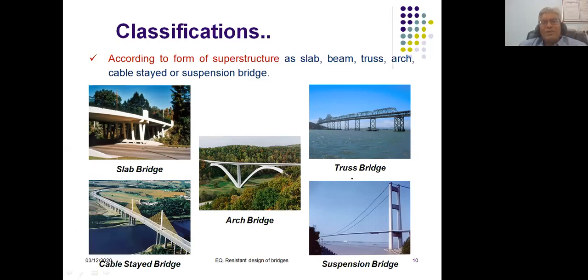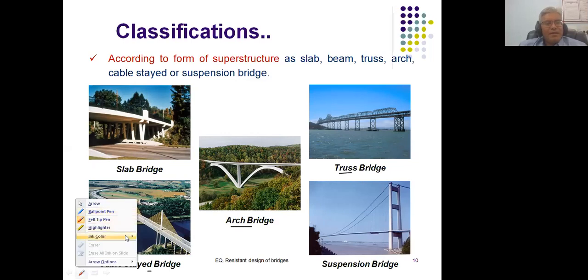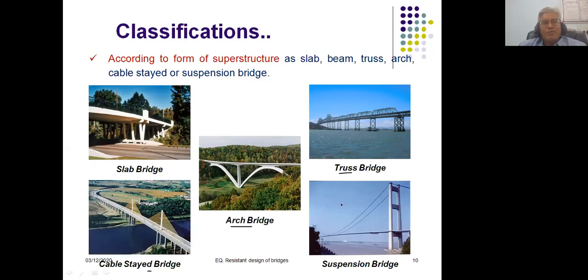The arch bridge, truss bridge, cable stay bridges. So different types of bridges are there, and accordingly we will use them; it depends on the type of superstructure. Specifically, the cable stay bridge, suspension bridge, and arch bridge aesthetically look very beautiful, and many times they are considered a signature, known as signature bridges.